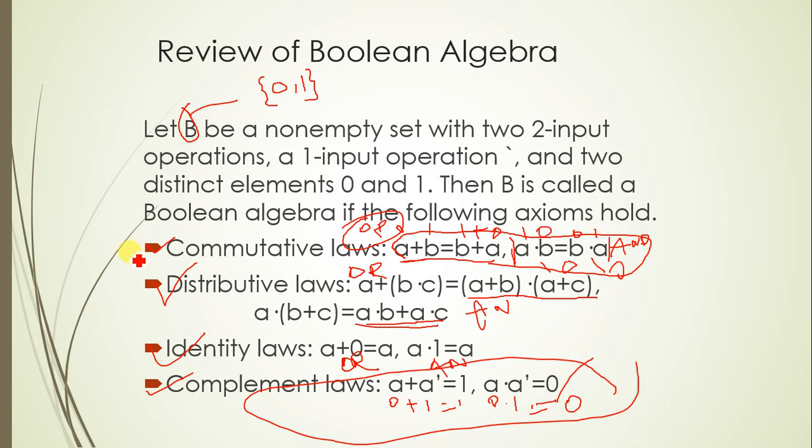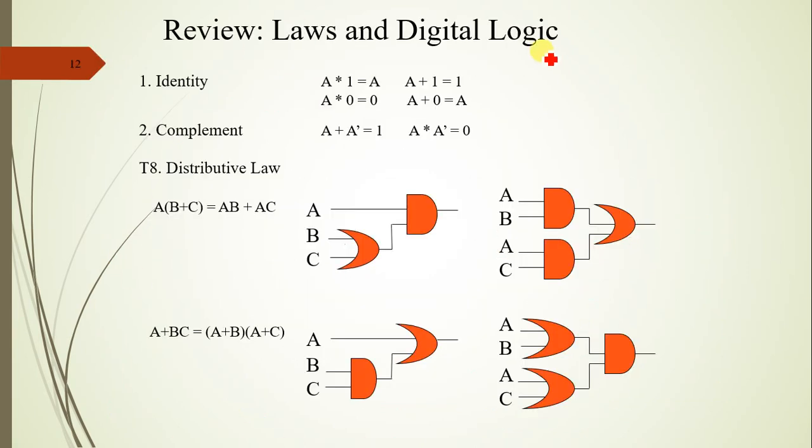So all the Boolean logic will work on these 4 laws only, right? Any Boolean logic you consider, it will work with these 4 laws. Let us have a review of this. I have already discussed how to take this distributive law. Identity law is very simple to prove. I am not going to teach those things.